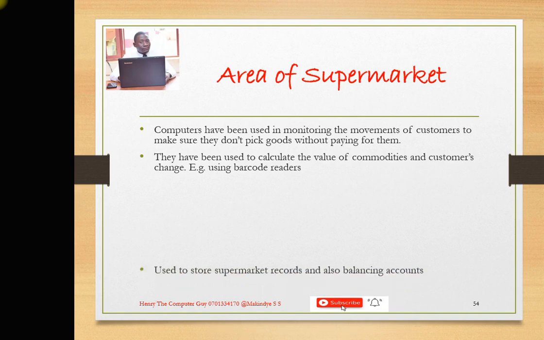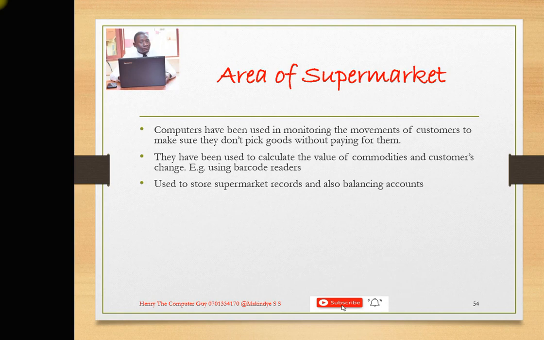We come to point 3. They're telling us that computers are used to store supermarket records and also to balance the accounts. It can help us to record everything that we want into computers, all the information concerning the supermarket: how we are spending and the income we are getting. And it helps us in balancing the accounts to see whether we are making profits or we are making losses.